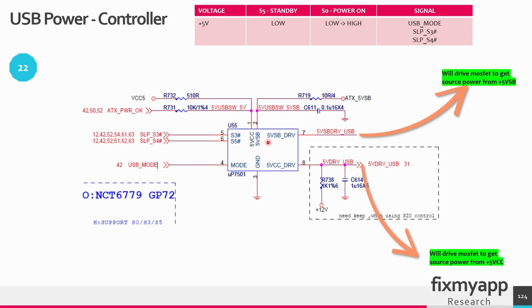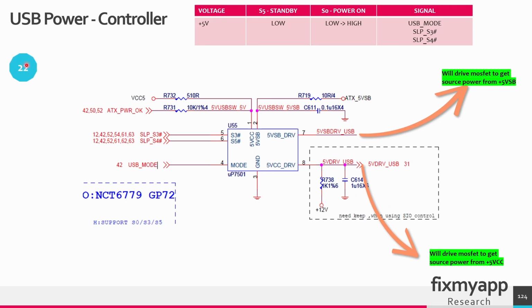To determine what will be the source voltage, this controller relies on these three signals: sleep state 3, sleep state 4 and also the USB mode. Depending on this mode, it will determine the destination voltage. And if you have turned on the setting in the BIOS to turn on the USB ports in standby mode, depending on this mode, it will send the 5 volt standby drive signal to the USB voltage regulator to get the 5 volt from the 5 volt standby voltage.